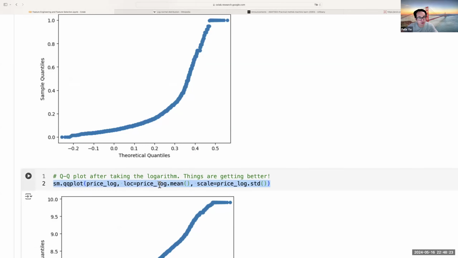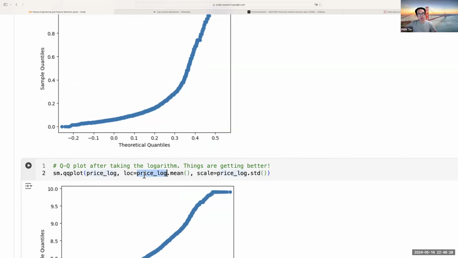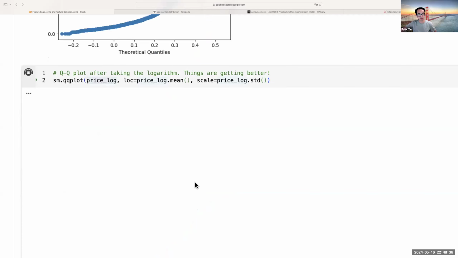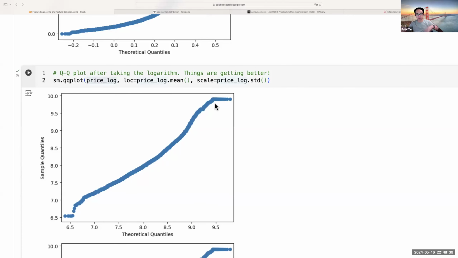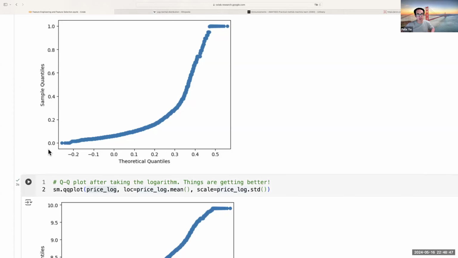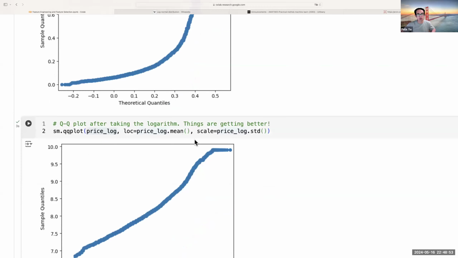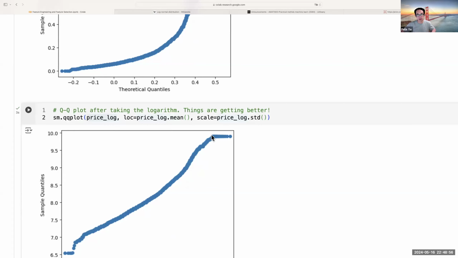But if we do the logarithm, here we're trying to put the QQ plot of the price log instead. So if we do this, it actually gives you something that is very close to a diagonal now, much better than the price itself. You can see the price itself has a big curve here, but this one is significantly better. So it looks like a reasonable diagonal line.